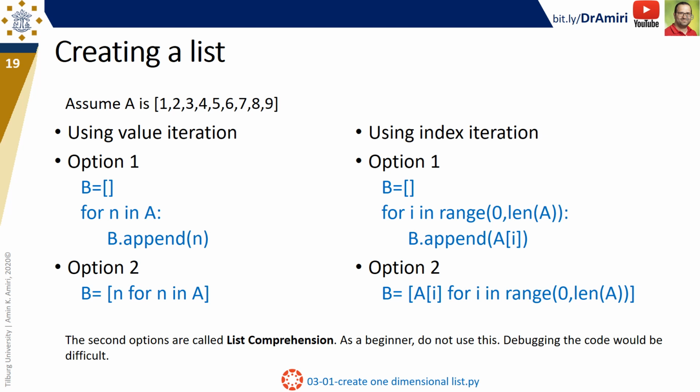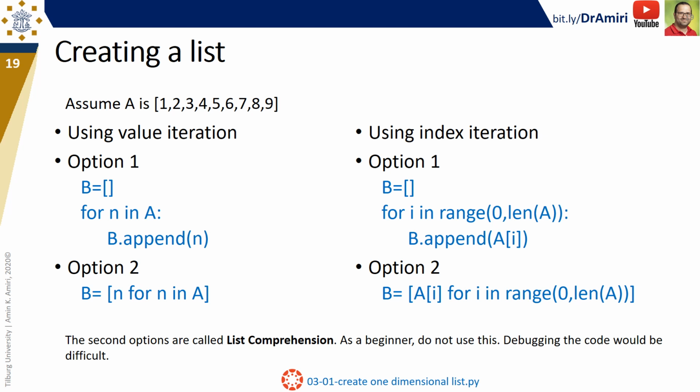The second popular action for a list is creating a list using another list. Assume that we have A, which is a list of numbers from 1 to 9. And now we want to create B, and B is an exact copy of A. So again, we can traverse A using the values or using the indexes. So first, let's assume that we want to traverse A using the values. Here again, you have two options, option 1 and option 2.